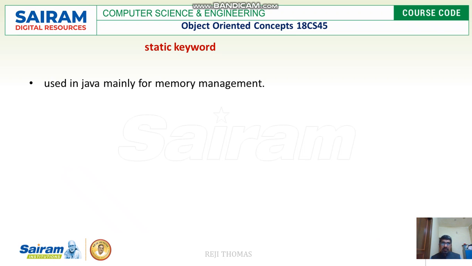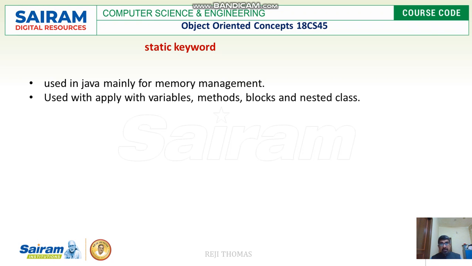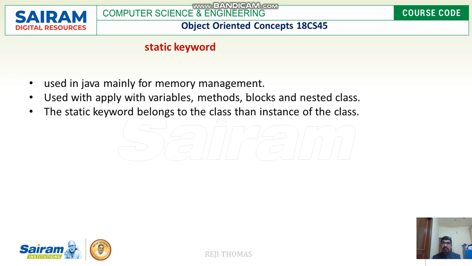So as I told, this is normally used for memory management. We can use it with variables, with blocks of code, nested classes, and even with methods. The static keyword belongs to the class rather than the instance of the class. So you have to remember it. The instance of the class is going to be the object. So we should use this with the class, but not with the instance of the class.